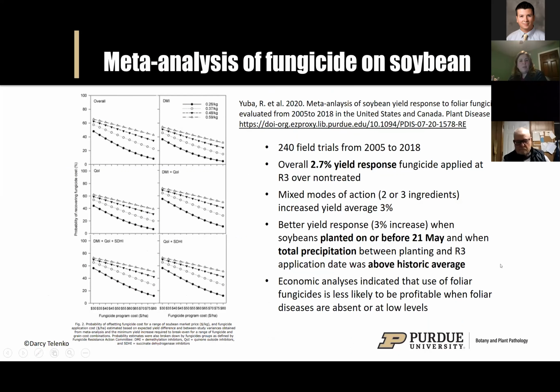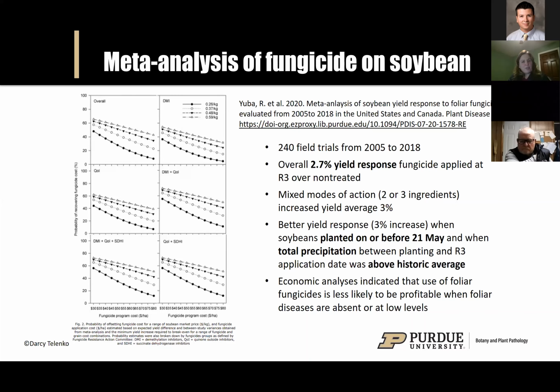We recently just published the meta-analysis looking at this on the soybean side of things. So this data is from 240 field trials across the United States from 2015 to 2018. And if you took all those trials together, no matter what the background of disease was, they had about a 2.7% yield response when those fungicides were applied at R3 over the non-treated plots. Most of these were mixed modes of action. So if you had 2 or 3 ingredients within your fungicide, that increased yield average is about 3%.